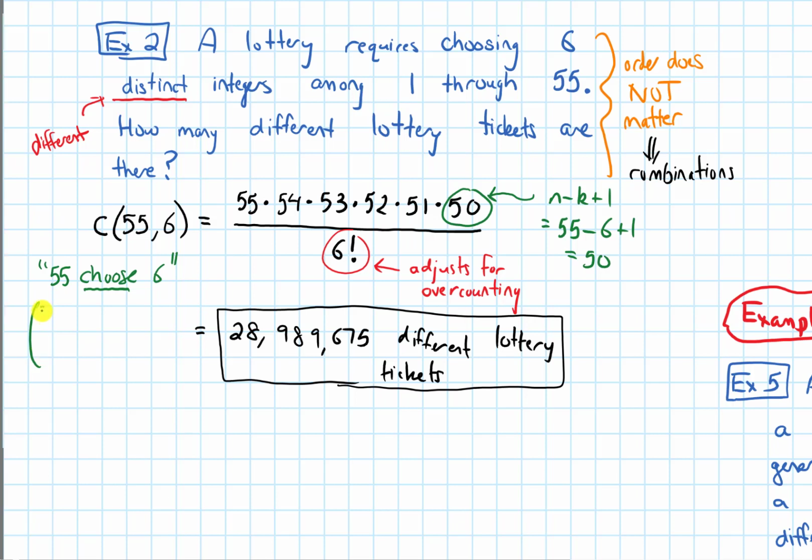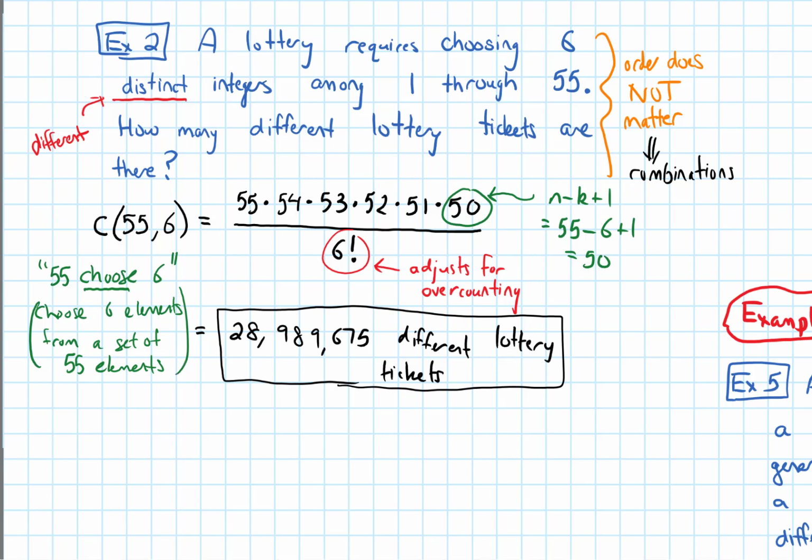Okay, so another way to say this is we are choosing 6 elements from a set of 55 elements.